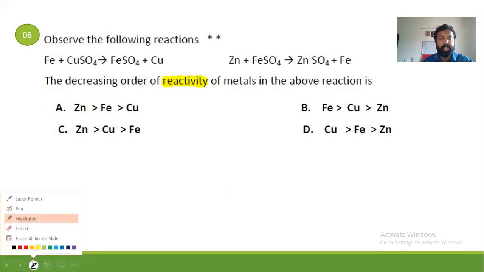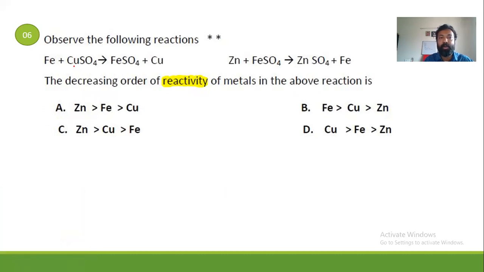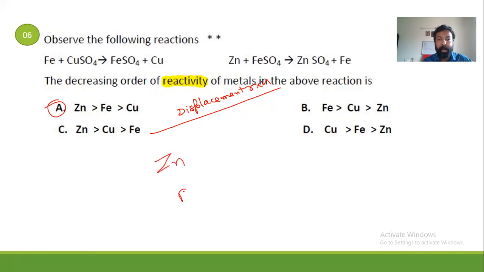So how do we discuss this question? See here, iron displaces copper from copper sulfate. It is going to be a displacement reaction, student. You must have studied displacement reactions. Iron displaces copper from copper sulfate. Zinc displaces iron from iron sulfate. So for the sixth question, the answer is A. Zinc is above in the series, then comes iron and copper. We call this the electrochemical series. So zinc is above in the series, so it can displace.